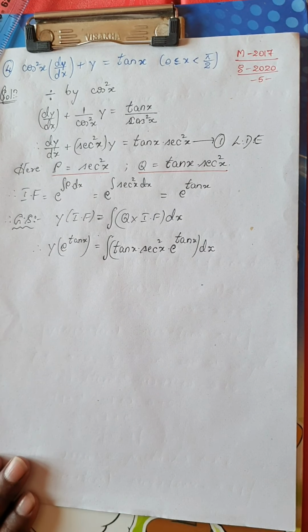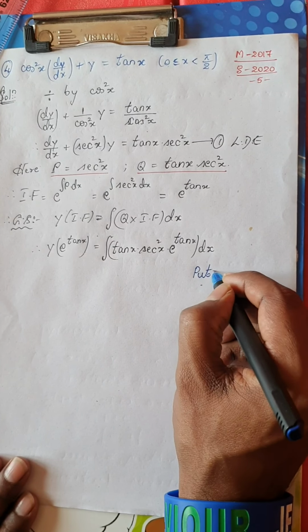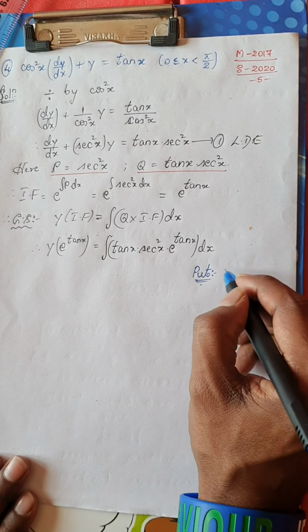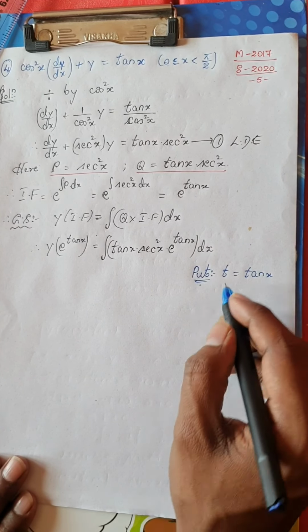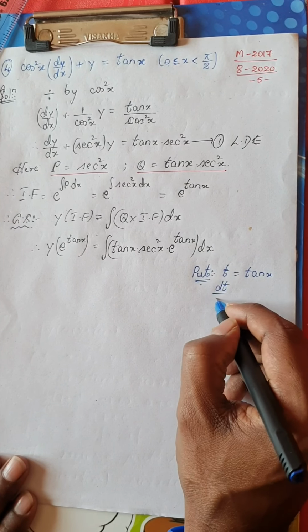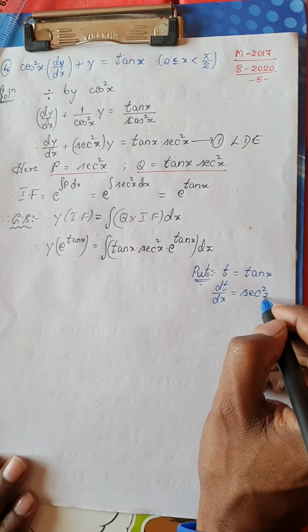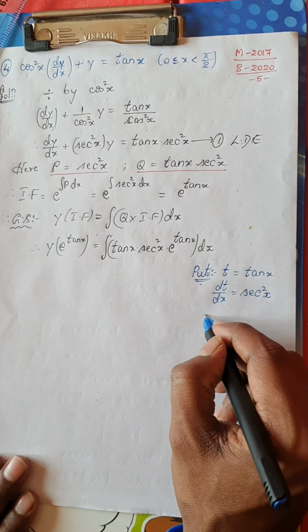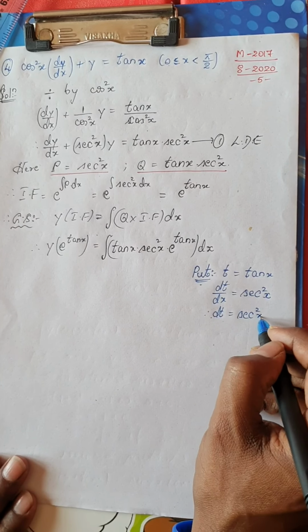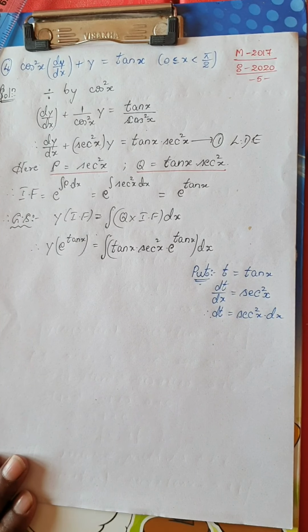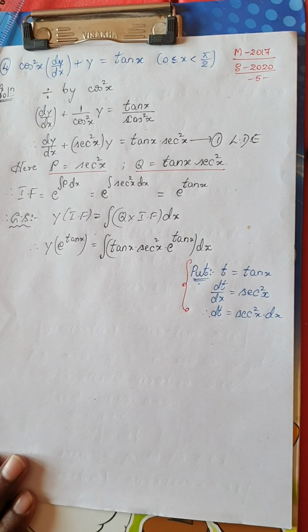To solve this integral, I will consider the substitution process. What is the substitution? I'm going to put t is nothing but tan x. If you differentiate this with respect to x, you will get dt by dx would be nothing but the derivative of tan, which is secant square x. Therefore, your dt would be secant square x dx. So this is my substitution part and let me keep it aside.